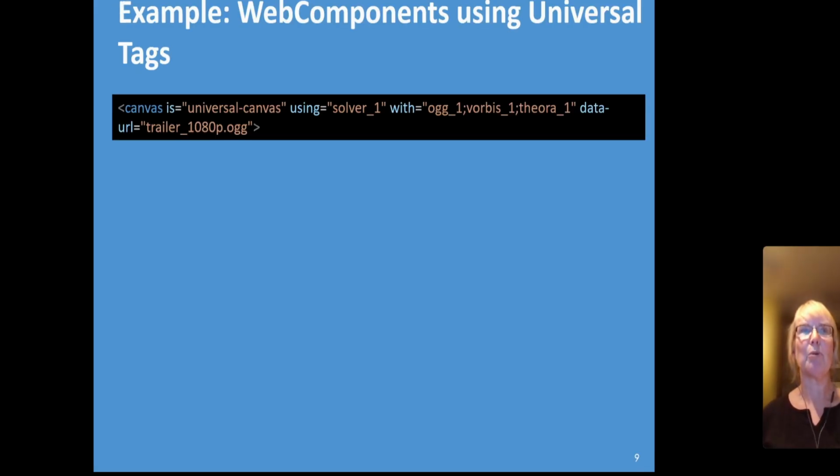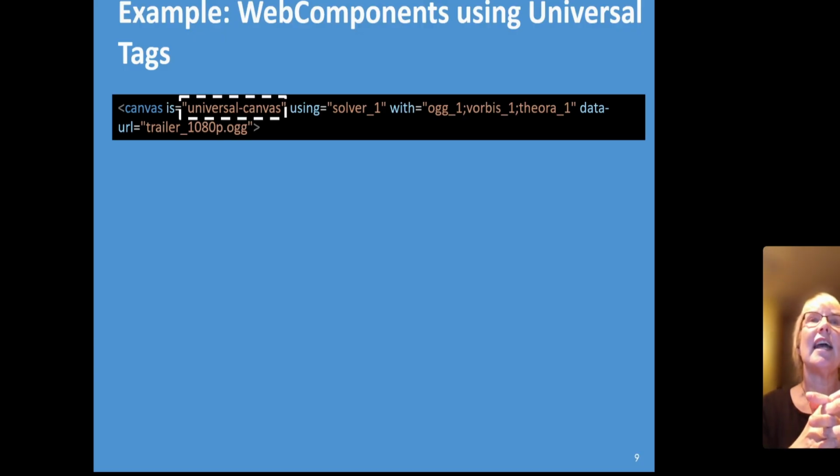So starting with web components, web components is really familiar HTML notation. It lets us reuse HTML elements and extend them using additional attributes. So here we see a traditional HTML canvas element. We've extended it using a universal canvas, and we can see additional attributes, including the main module solver, a restricted set of side modules, and then the input data stream, which would be an OGG container.